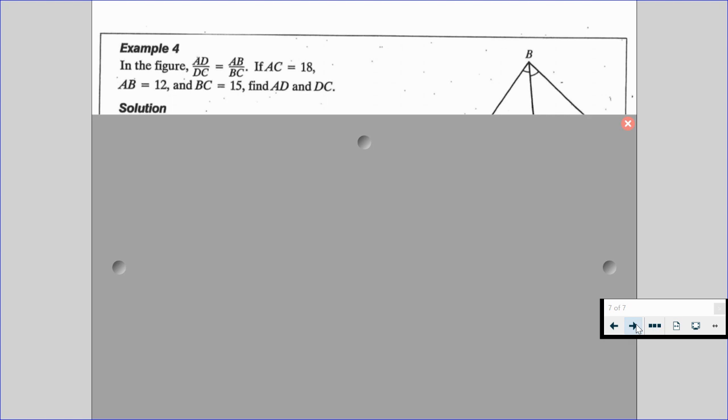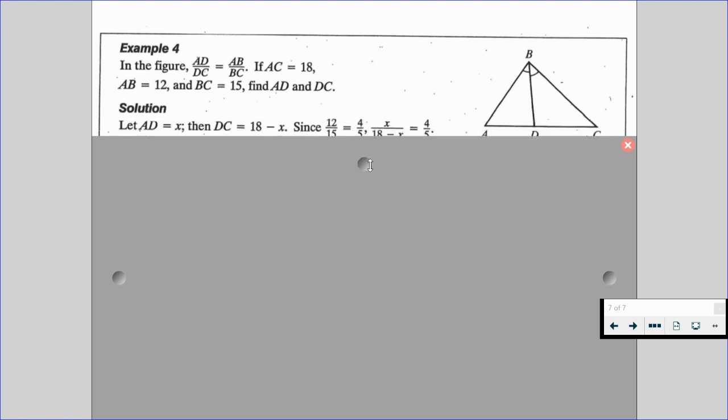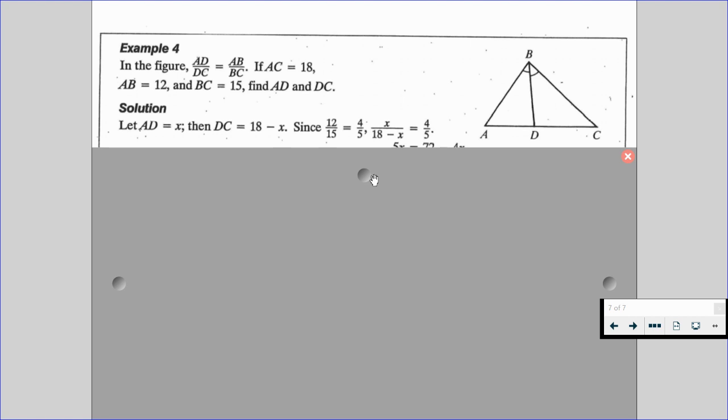In example number 4, we're given in the figure AD over DC is equal to AB over BC. If AC is equal to 18, AB is equal to 12, and BC is equal to 15, we need to find the lengths of AD and DC. For our solution, we're going to let AD be x because we don't know it. Then we know that the length of DC is equal to 18 take away x. Since 12 over 15 is equal to 4 over 5, x divided by 18 minus x is also equal to 4 over 5.